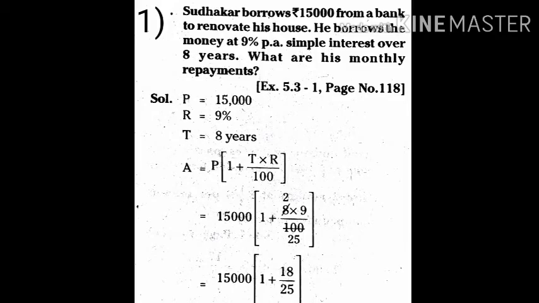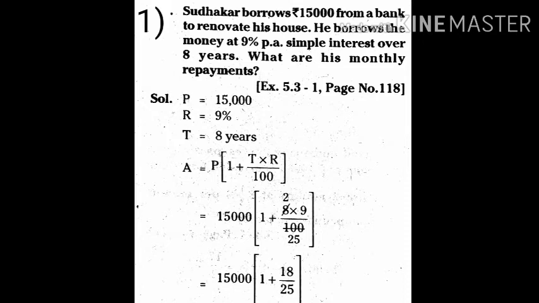First question. Sudhakar borrows 15,000 from a bank to renovate his house. He borrows the money at 9% per annum simple interest over 8 years. What are his monthly repayments?